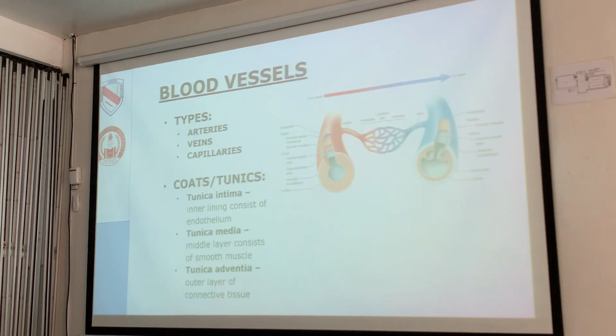Okay? So for the blood vessels, there are types: arteries, veins, and capillaries. Please be familiar with those. They have their coats, or tunics. You have your tunica intima, media, and adventitia. The name itself: intima, the inner lining; media, the middle lining; and the adventitia will be the outermost.